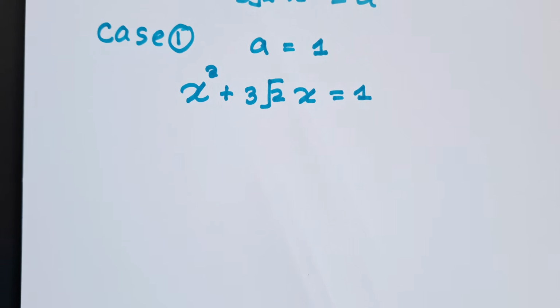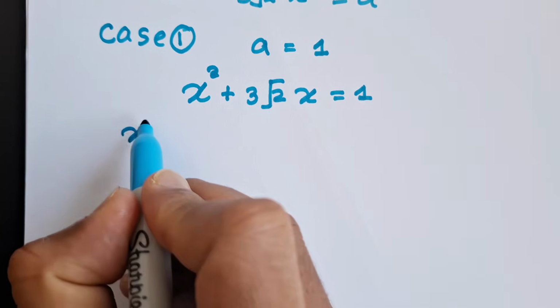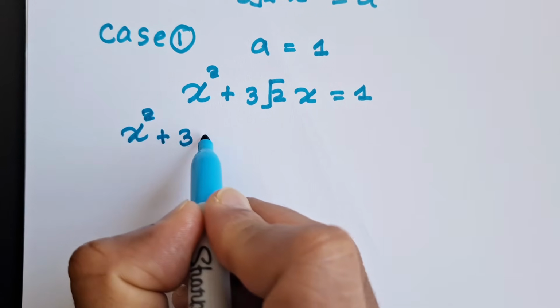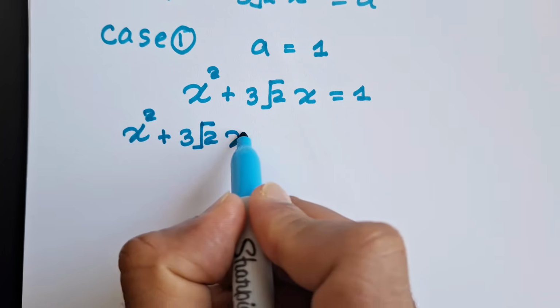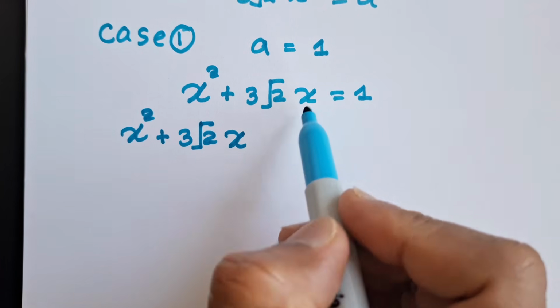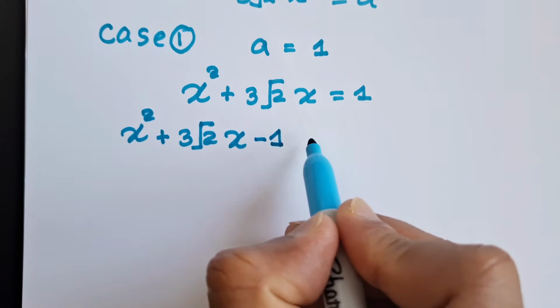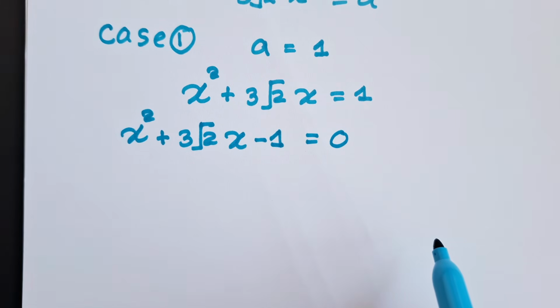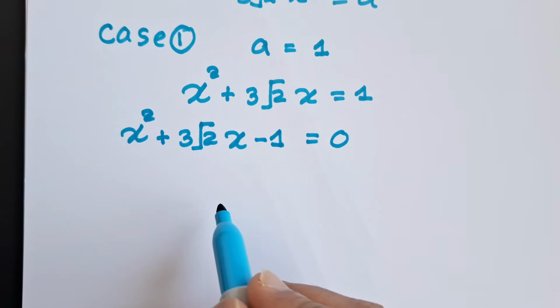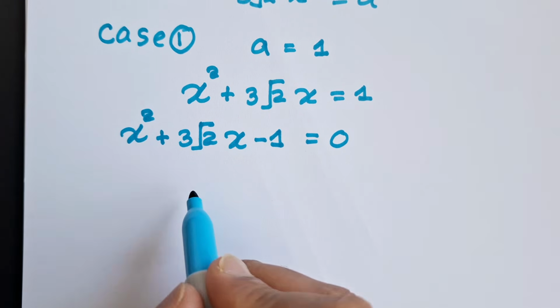Then I have x squared plus 3 times square root of 2 times x. I'm going to take plus 1 to the left hand side, then it will become minus 1 is equal to 0. Now I can solve this quadratic equation to find the answers for x.